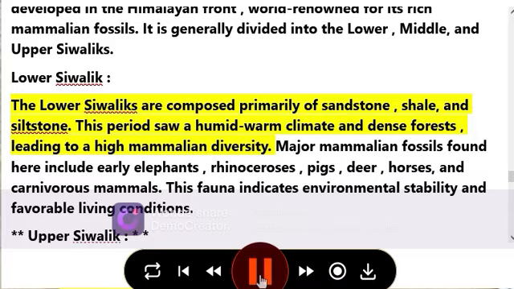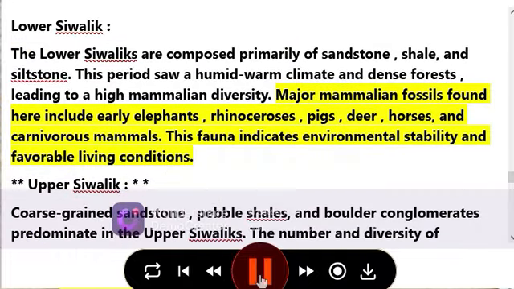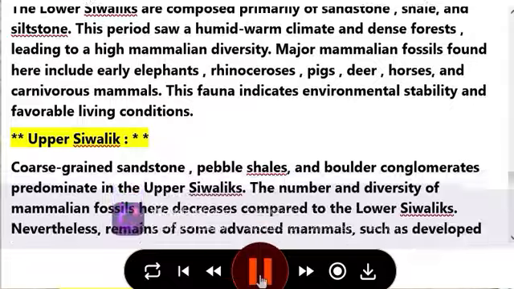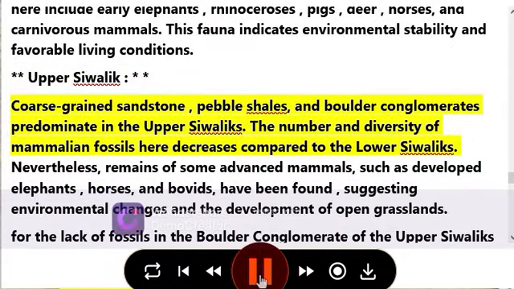Lower Shivalik. The lower Siwaliks are composed primarily of sandstone, shale, and siltstone. This period saw humid warm climate and dense forests, leading to a high mammalian diversity. Major mammalian fossils found here include early elephants, rhinoceroses, pigs, deer, horses, and carnivorous mammals. This fauna indicates environmental stability and favorable living conditions.